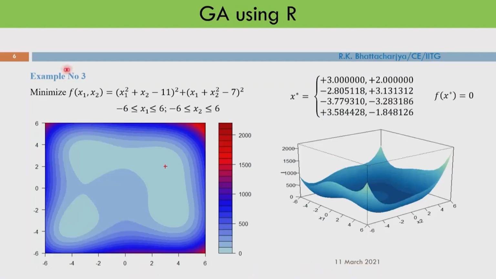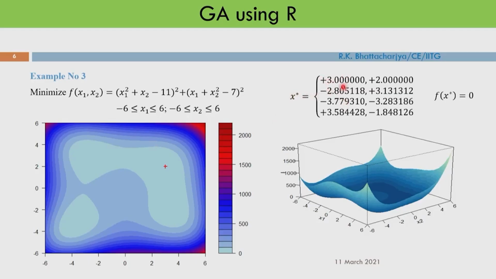The third problem is a multivariable problem. It is a 2 variable problem, and the function is given here. It is a minimization problem. It is a function of x1 and x2, and f of x1 and x2 is x1 square plus x2 minus 11 whole square plus x1 plus x2 square minus 7 whole square, and the range is minus 6 to plus 6 for x1, and similarly minus 6 to plus 6 for x2. As you can see from this contour map, there are a total of 4 optimal solutions, and all of them are minima, and these solutions are given here.